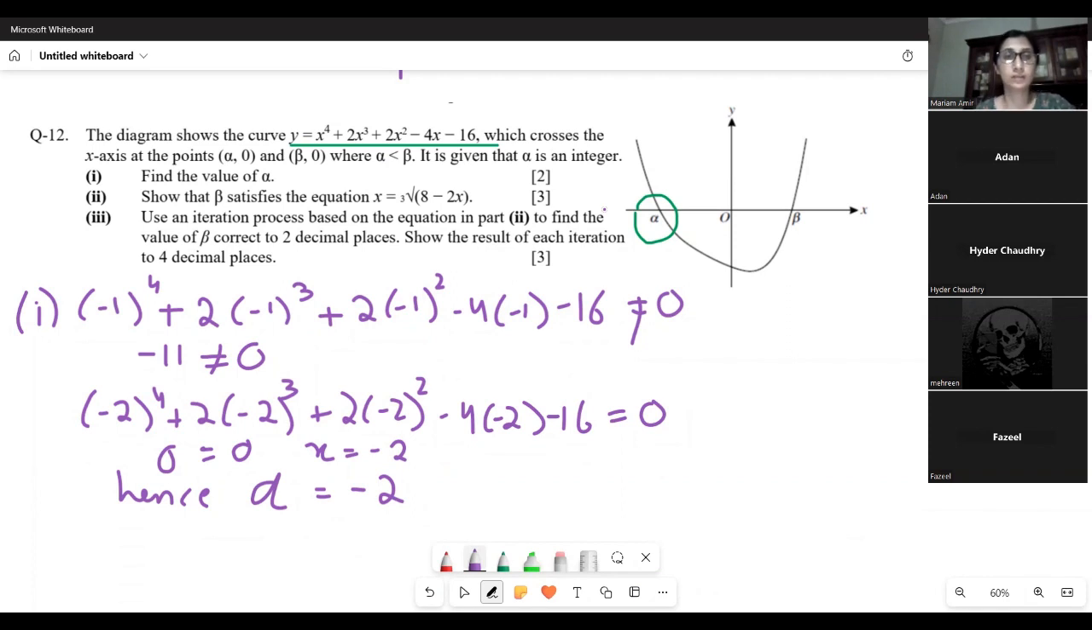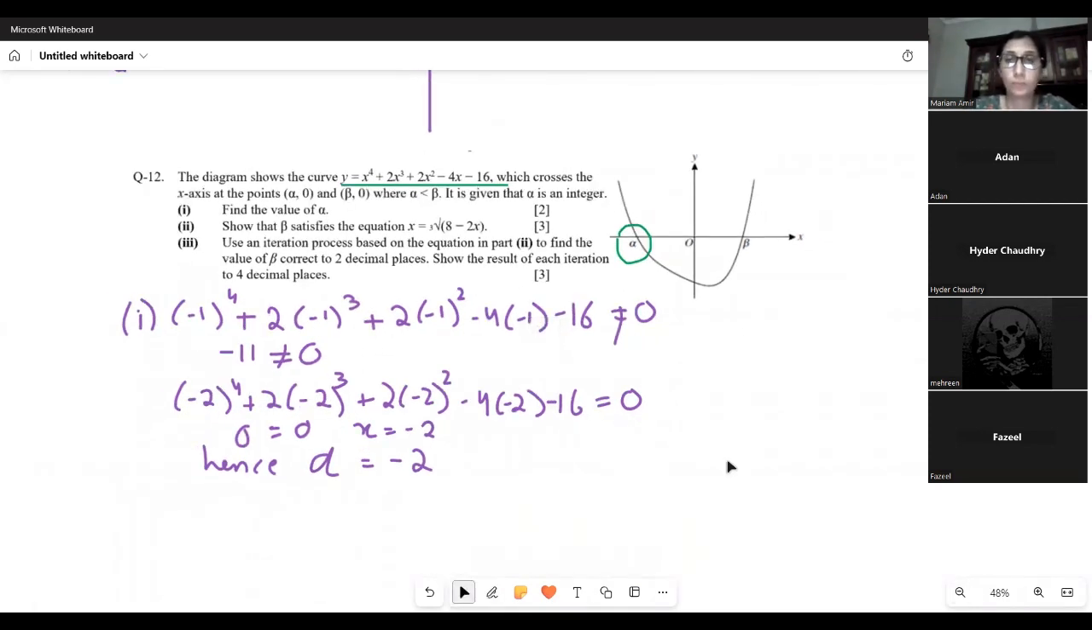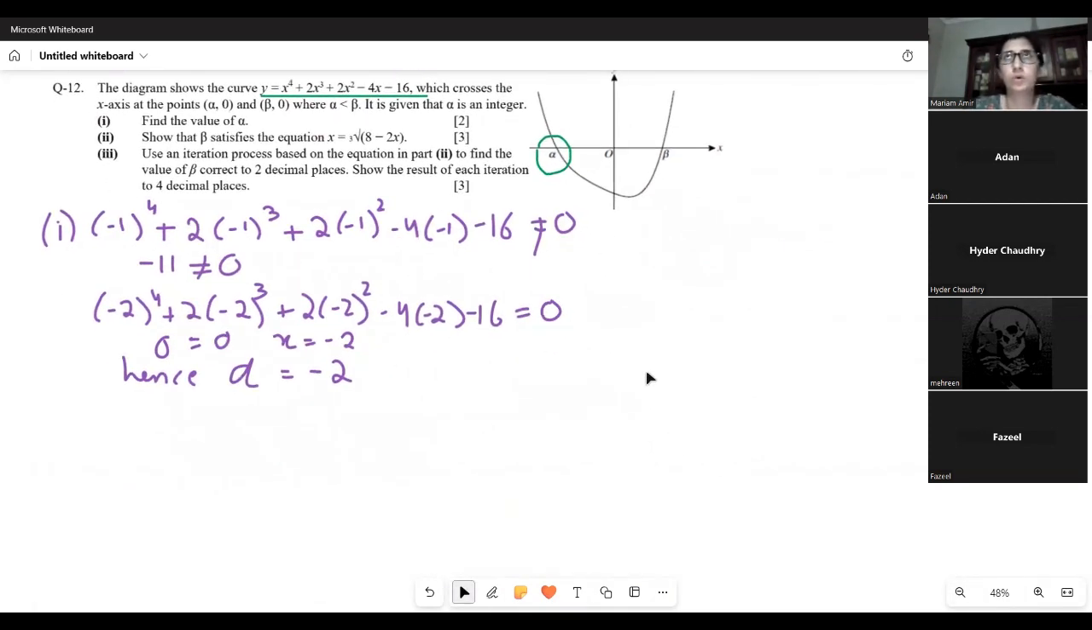Show that B satisfies the inequality B equals cube root of 8 minus 2x. Now, this also requires the knowledge of ACE topic, which was polynomials and factor and remainder theorem.